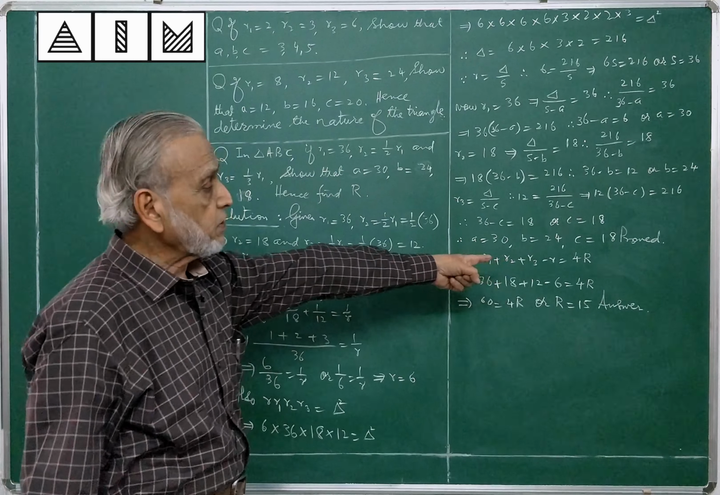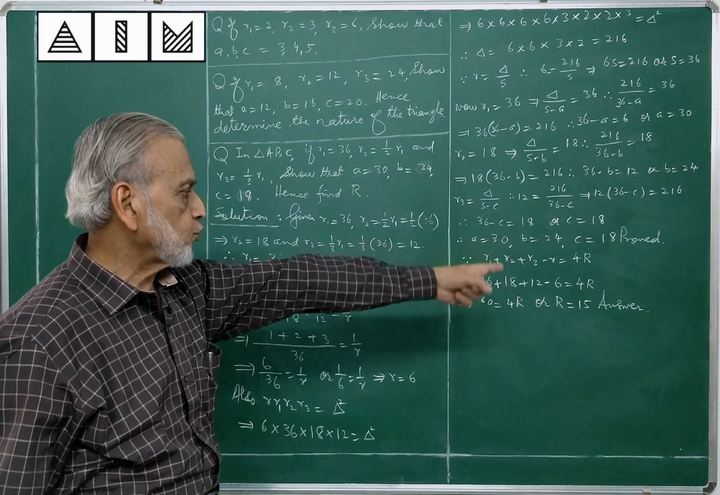R1 plus R2 plus R3 minus R is equal to 4R. R1 substituted, R2 substituted, R3 substituted from here. R is 6, substituting all that, we got 60 is equal to 4R, or R is equal to 15. This question is completed.